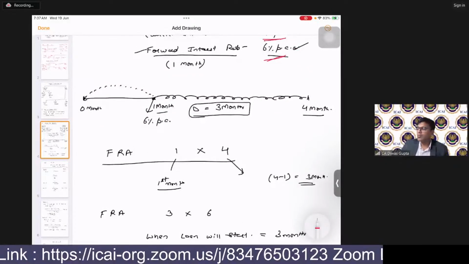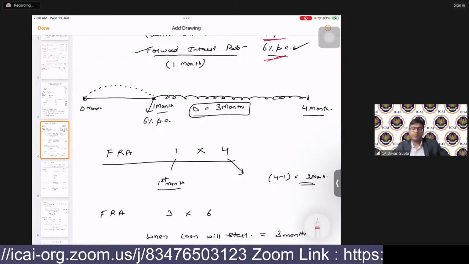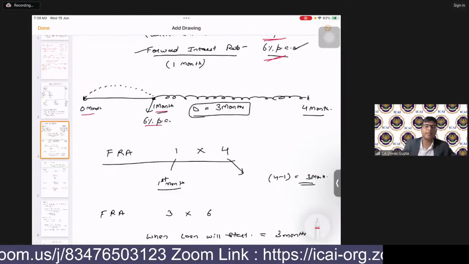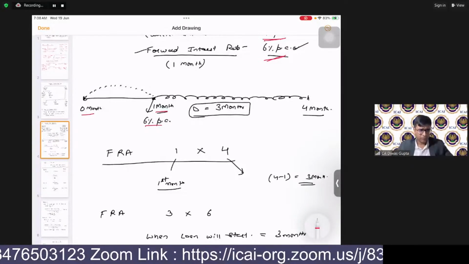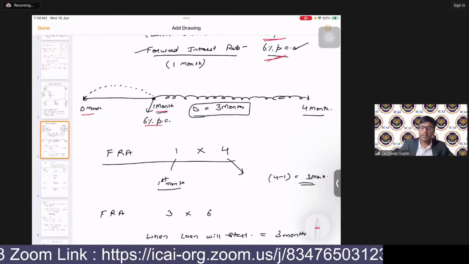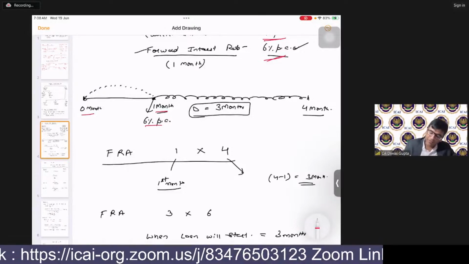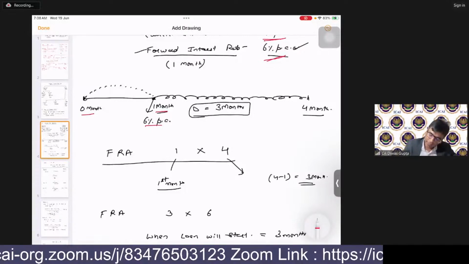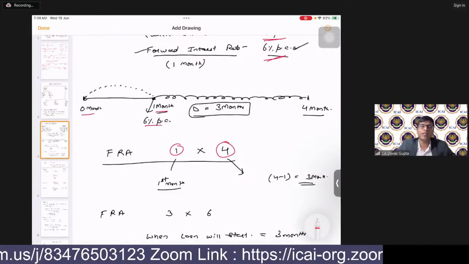So we come to this part. 0 month, we are standing. And we anticipate that after 1 month, 6% is the forward interest rate. That is again quoted in the market, students. And the duration has to be 3 months, right? So after 1 month, the investment or borrowing should happen for 3 months. That means 1 into 4. This becomes my forward rate agreement, students.